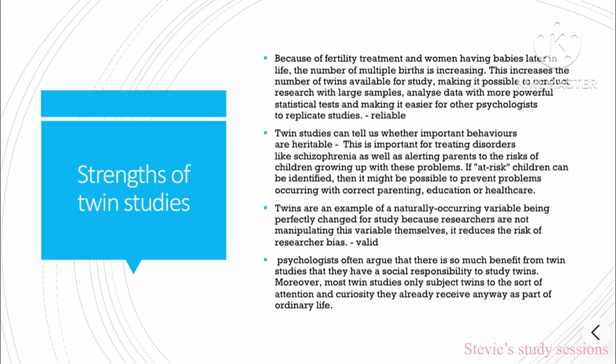Twin studies are an example of a naturally occurring variable, which means researchers cannot manipulate this variable themselves. This reduces the risk of researcher bias. Most psychologists argue that there's so much benefit from twin studies, so they have a social responsibility to study twins. Moreover, most twins are only subject to the sort of attention and curiosity they would only receive in day-to-day life.